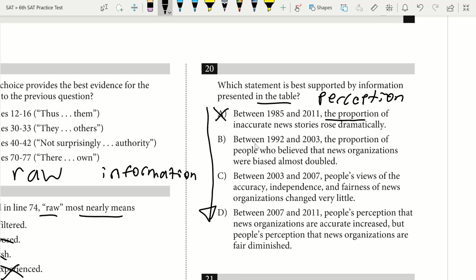So we can't actually say that the proportion of inaccurate news stories rose dramatically because if we're taking the audience's opinions, that's not going to be objective about inaccurate news stories. That would have to be something that's fact-checked and not based on the opinions of the audience. So A, we know is going to be wrong.